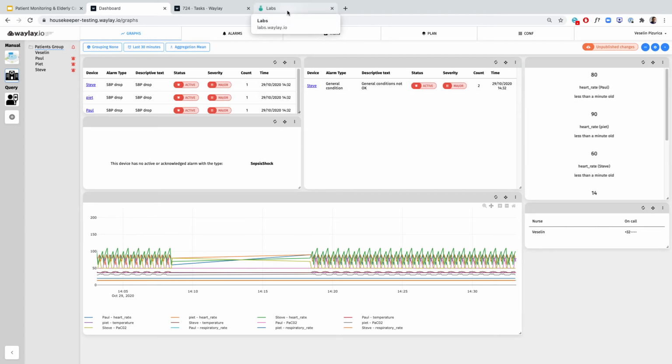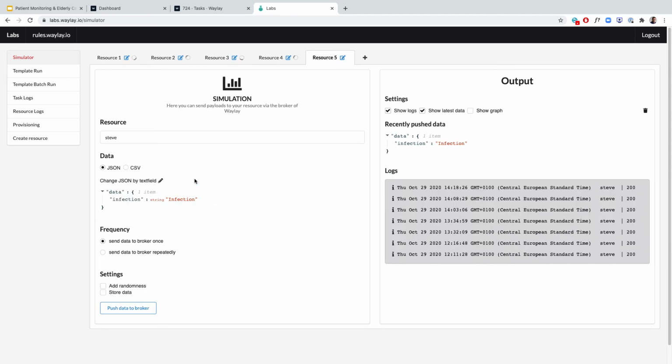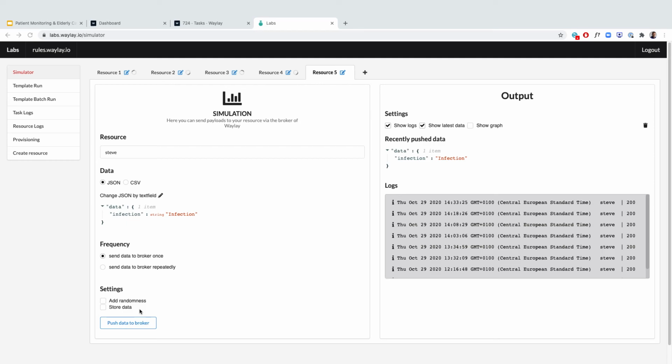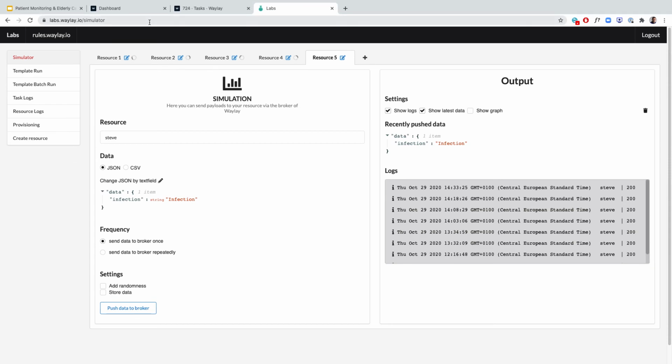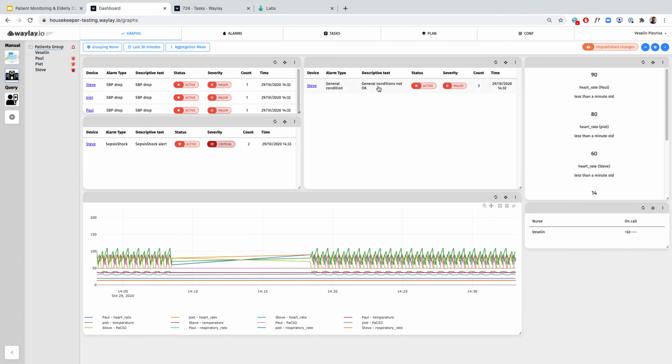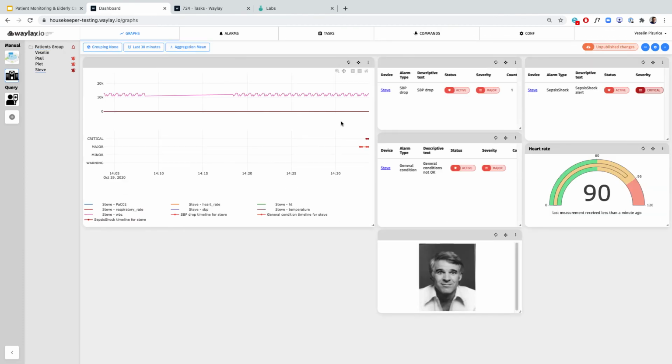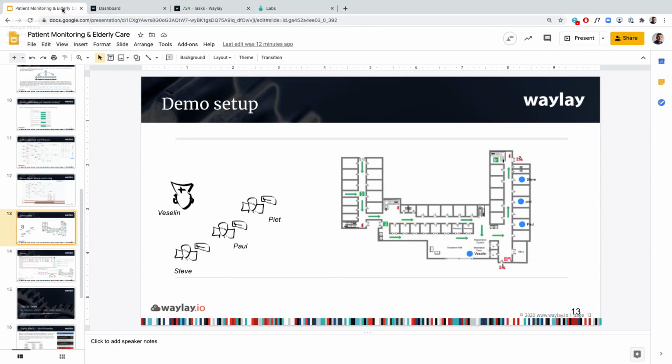Now, in order to simulate infection, I will also push measurements showing that Steve has an infection. And as a result of that, I'm getting a call. Shock for the patient Steve. I repeat, alert sepsis shock for the patient Steve. So now, me as a nurse, I'm getting a call. I go back here and understand there is a Steve who is really in dire need. And I can go to the doctor and deal with that emergency right away.